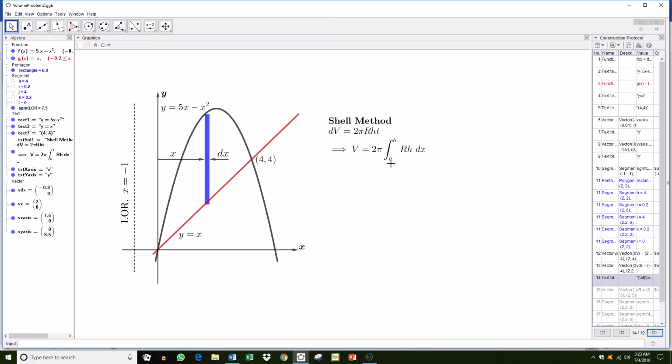And r and h, I'll show you what they are. t, at least, I'm sure you would agree, is dx. So this is 2πrh dx.